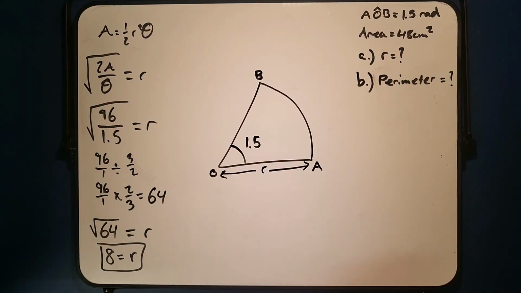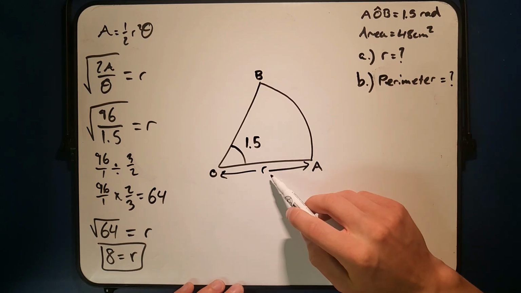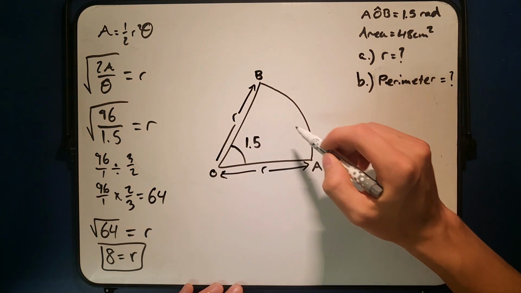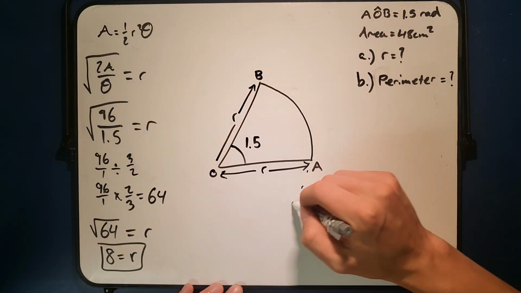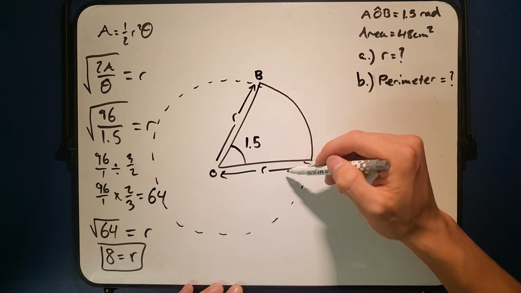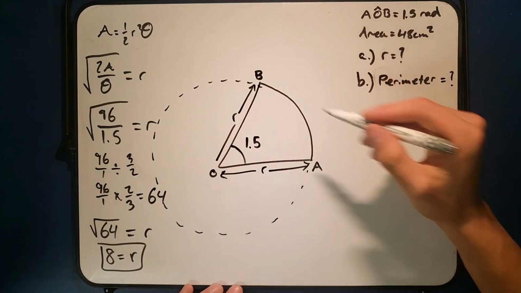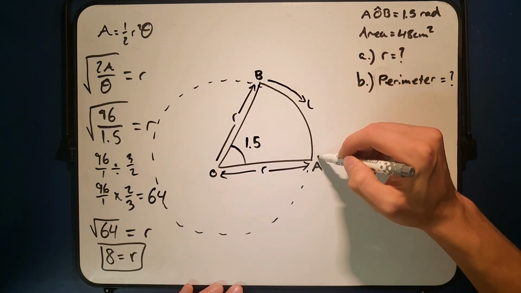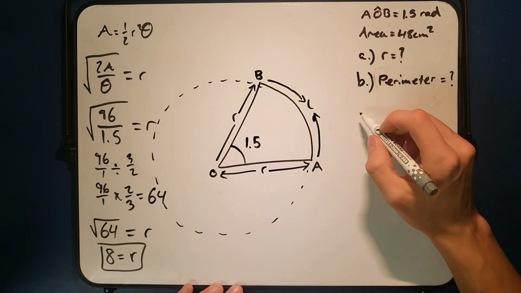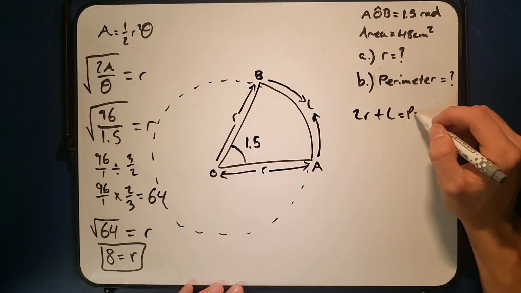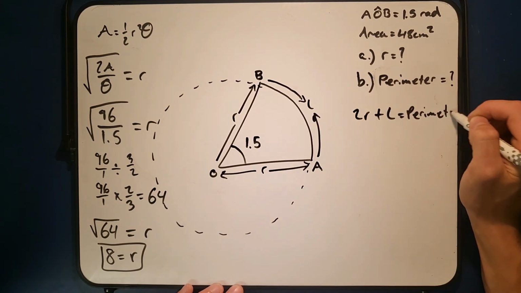For part B, the perimeter will include the radius plus another radius here, as this comes from an original circle. I can draw that here, where the radius is the same everywhere in the sector, including this length here, and we call this the arc length. So that will give us 2r plus L is equal to our perimeter.